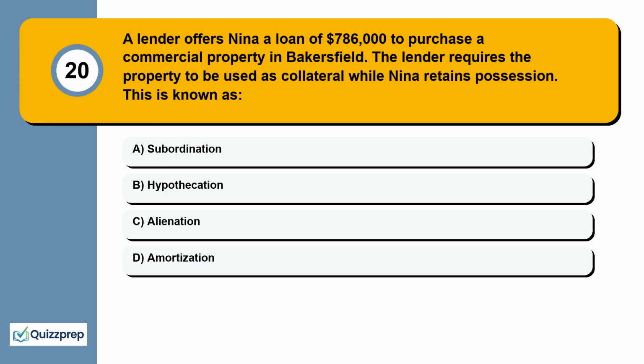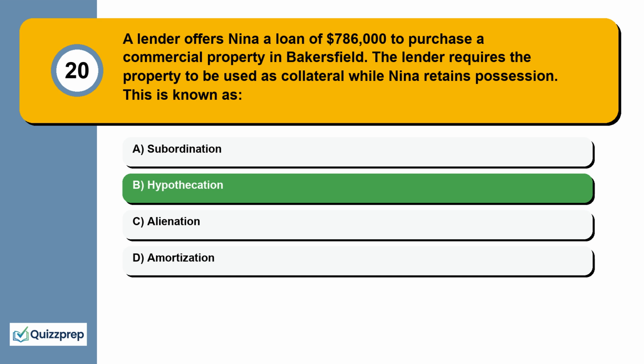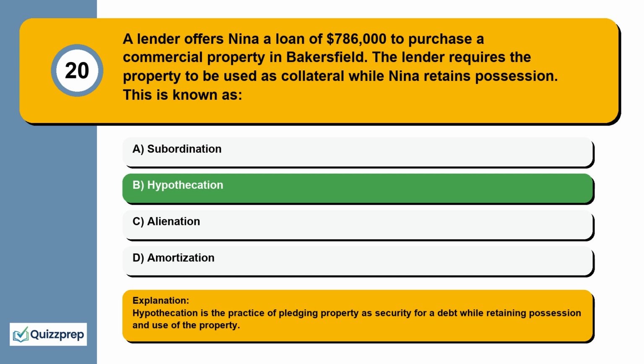Question 20. A lender offers Nina a loan of $786,000 to purchase a commercial property in Bakersfield. The lender requires the property to be used as collateral while Nina retains possession. This is known as subordination, hypothecation, alienation, amortization. Hypothecation is the practice of pledging property as security for a debt while retaining possession and use of the property.